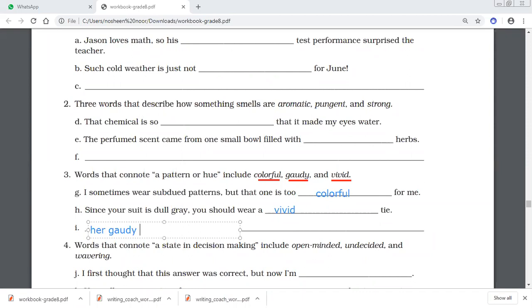Gaudy is something that is colorful, but in a very unattractive way, in a very cheap way, in a very showy way. For example, if you wear a yellow shirt with purple pants, it will look very gaudy. It will look very tasteless. You get it? Okay. Thank you.